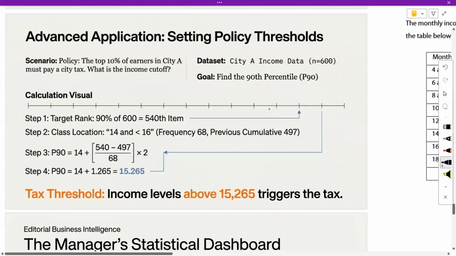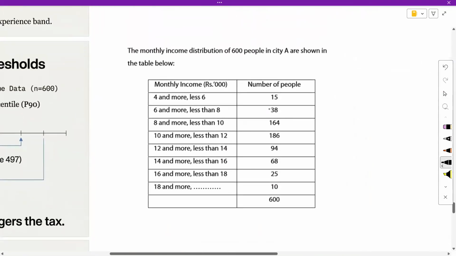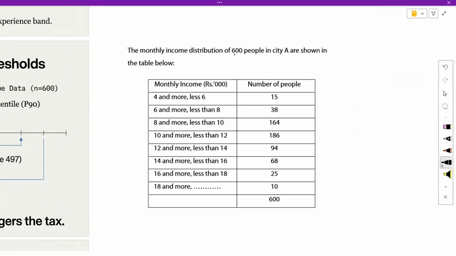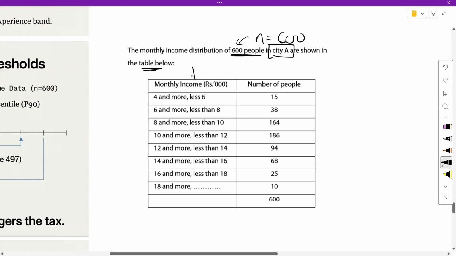And an advanced application here: this is monthly income. That second example is a case study. A monthly income distribution of 600 people. There are n equal to 600 in a city A, shown in the table below. So for the monthly income here, they give us the class boundaries in a different way.